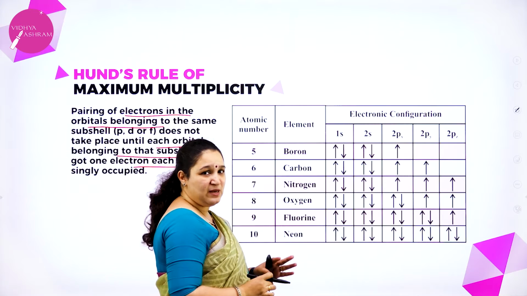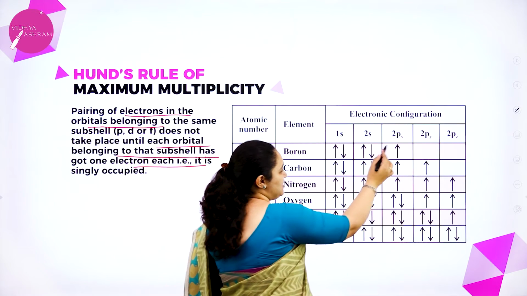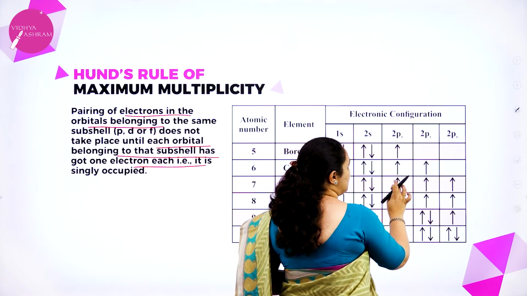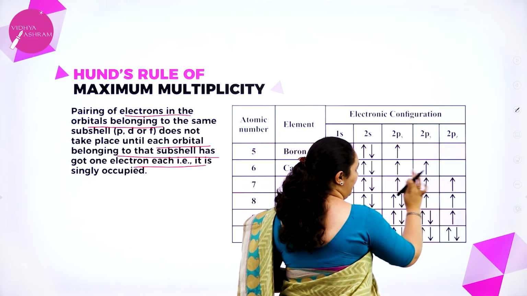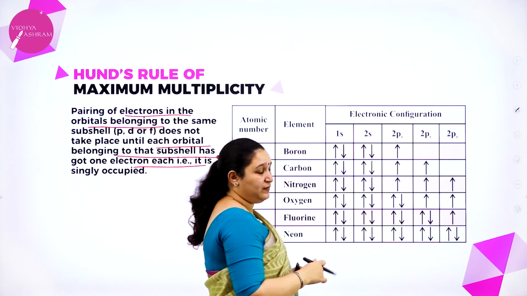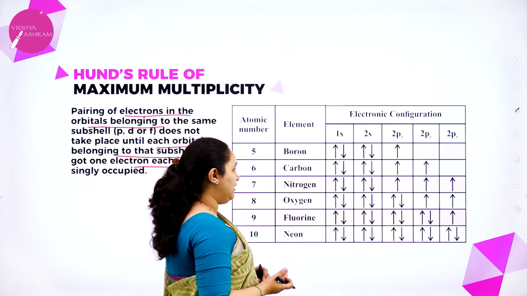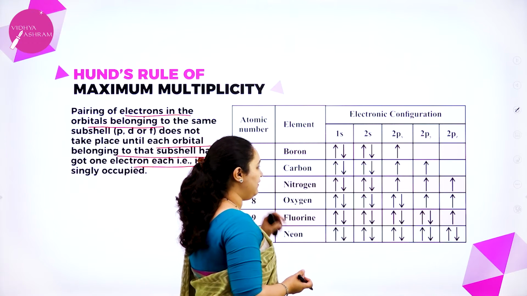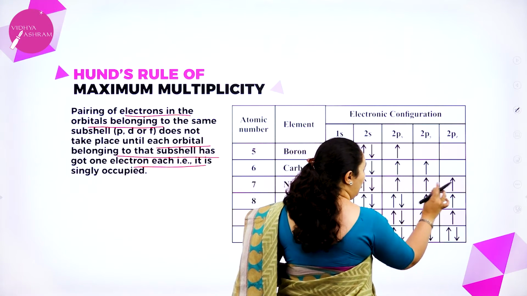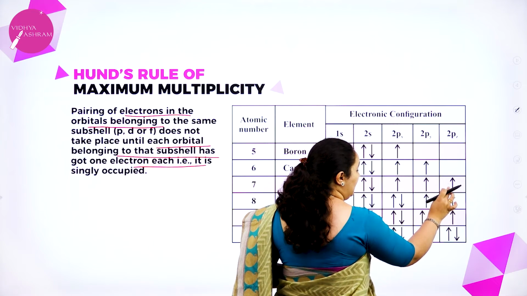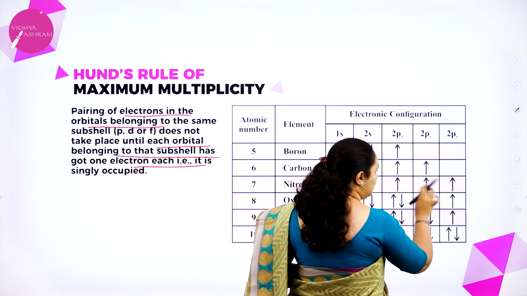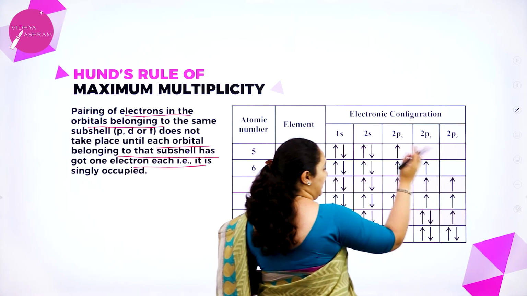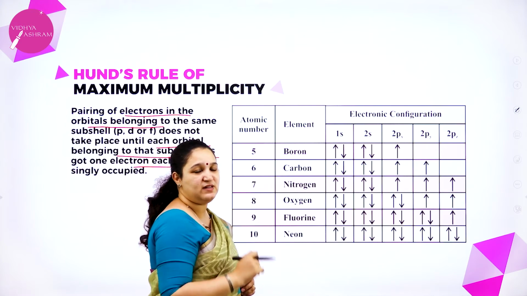But in p subshell, we have 3 orbitals, no? Px, Py, Pz. So first Px will fill, then Py will fill. The third electron when it comes, for example, in nitrogen we have 7, we have 3 electrons, 3 are also singly occupied. After all the 3 are singly occupied, then when the 4th electron comes, it will start pairing up.